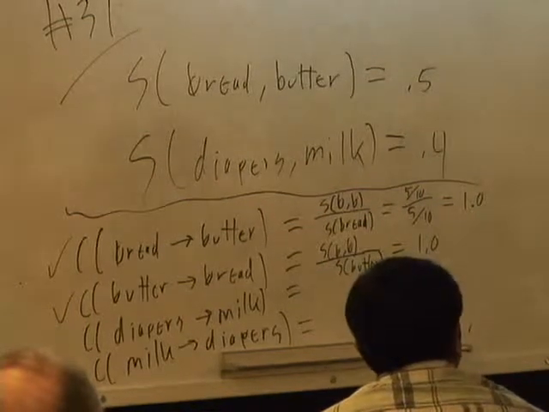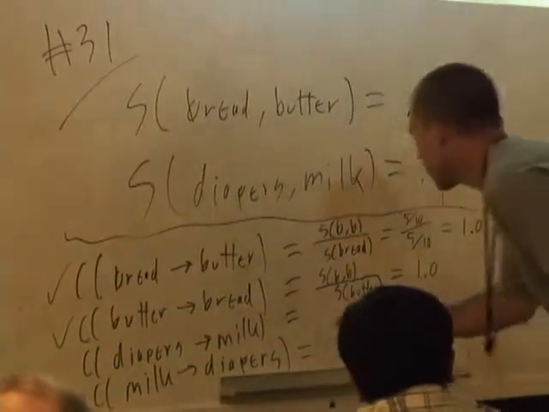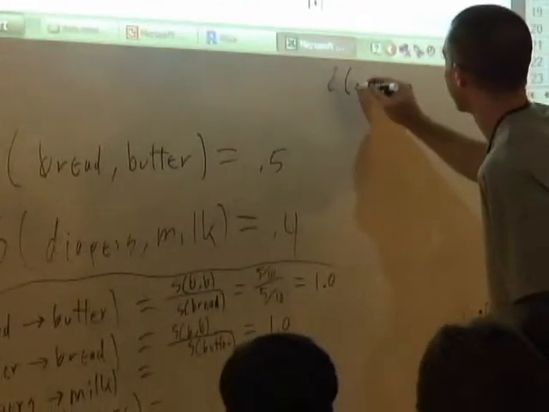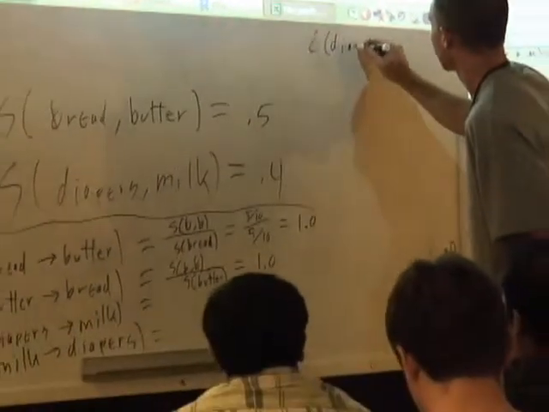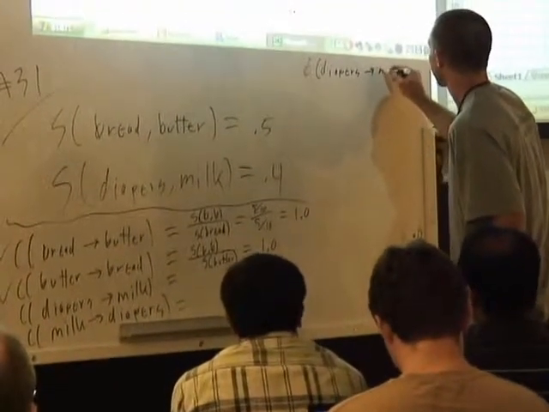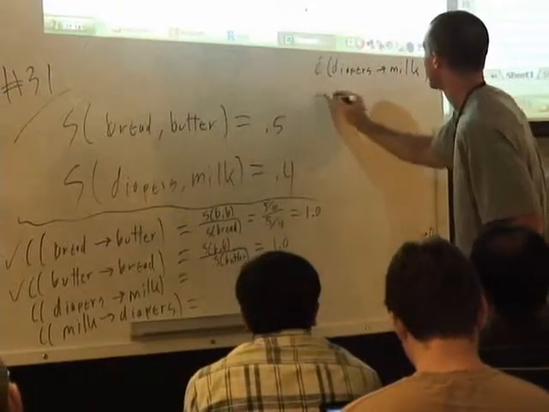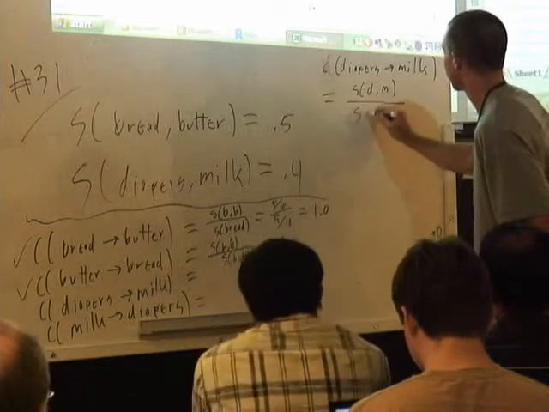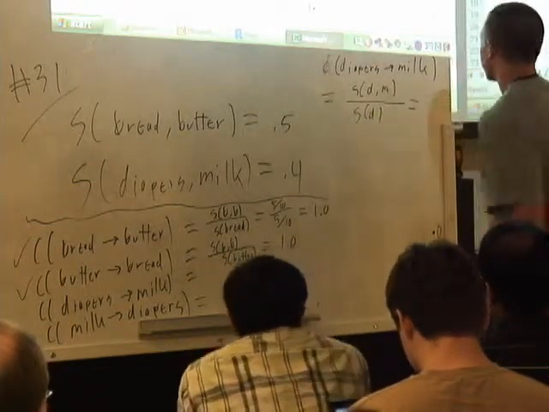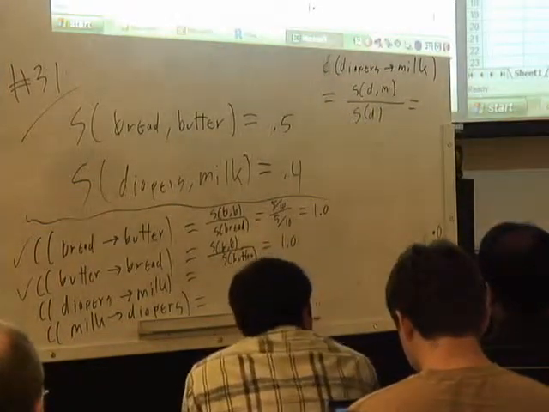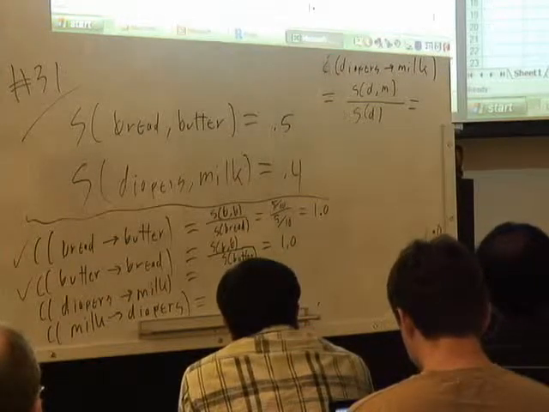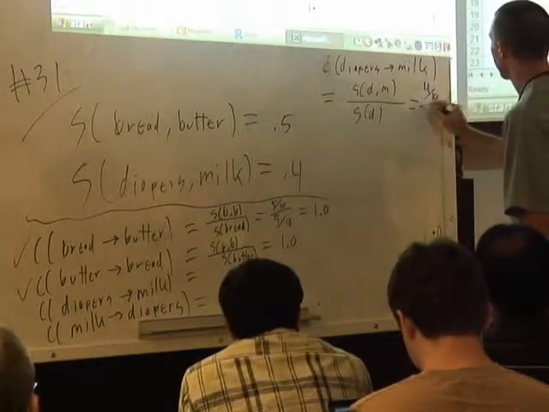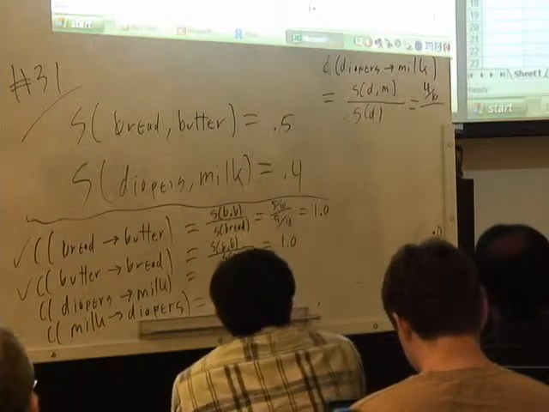Okay, so that leaves us with the last two. Diapers, milk. Let me sort of fit it in over here. So let's see, I want to do confidence for diapers implies milk. So on the top, I should have the support for diapers, milk. And on the bottom, I should have the support for diapers. Okay, so how many people bought both diapers and milk? Looks like 1, 2, 3, 4. And then how many people bought diapers? Looks like 7 people bought diapers.